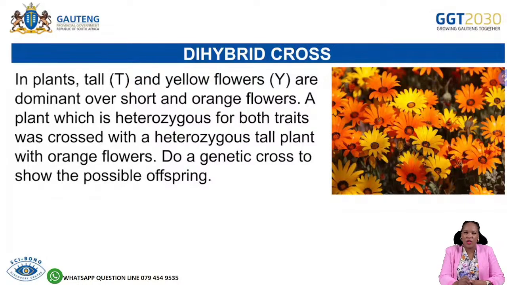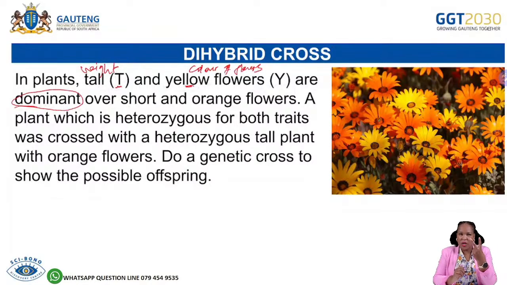So let us look. The key thing is for you to be able to analyze your statement or the question. In plants, tall, with capital letter T, and yellow flowers are dominant. They don't give you this information for free. You are going to use it. So you are talking about two characteristics here. What is the first characteristic? It is height. Let me write it in full, because if I write H there, you will be confused and say it's another letter that we are using. So this is height, and then yellow flowers. So this is the color of flowers.